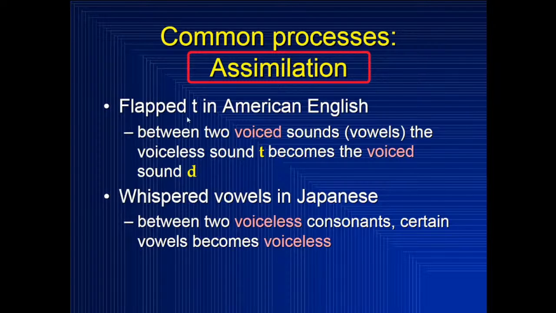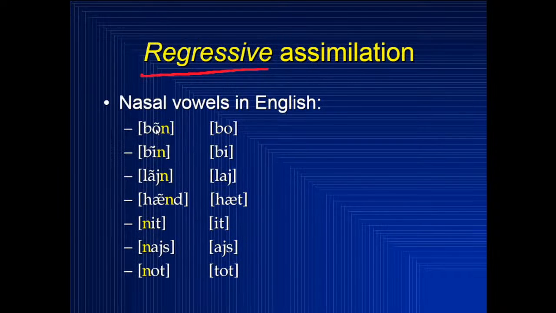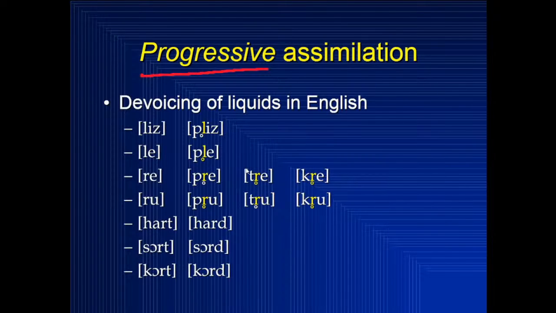Let's talk about the flapped t in American English. It can be pronounced as d between two voiced sounds or vowels. The voiceless sound t becomes the voiced sound d. Earlier, we considered the example where t can be pronounced as d. Here, we can talk about like on. This is due to the influence of the following sound n. Bin, pine, hand.